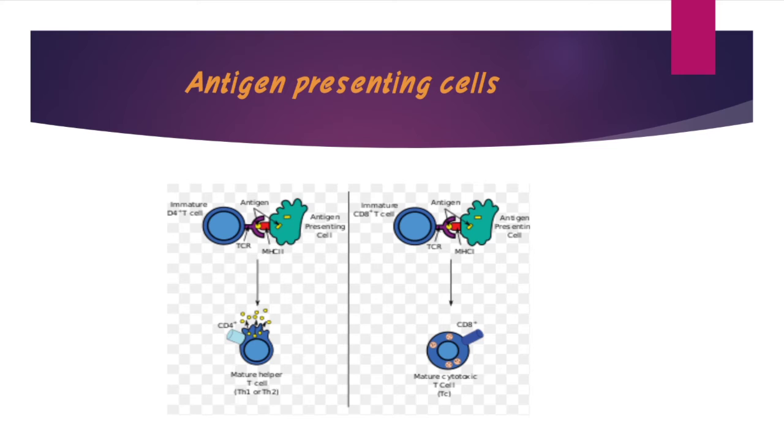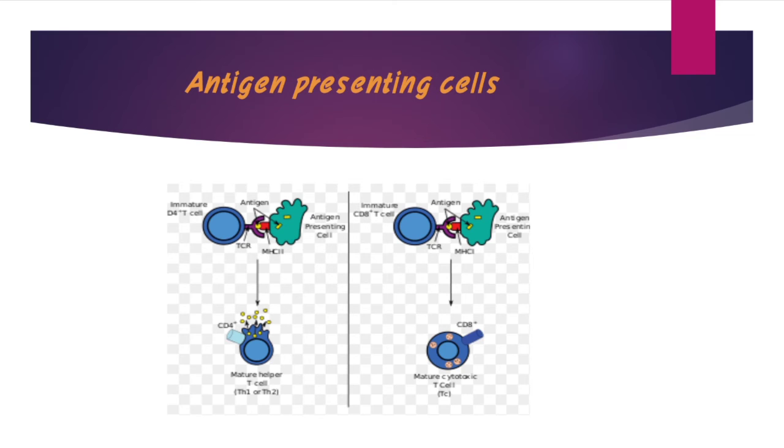Antigen presenting cells engulf invading pathogens and process the antigens. Then the processed antigens are presented on their own surface, and these cells are able to deliver stimulatory signals that are necessary for activation of helper T cells.